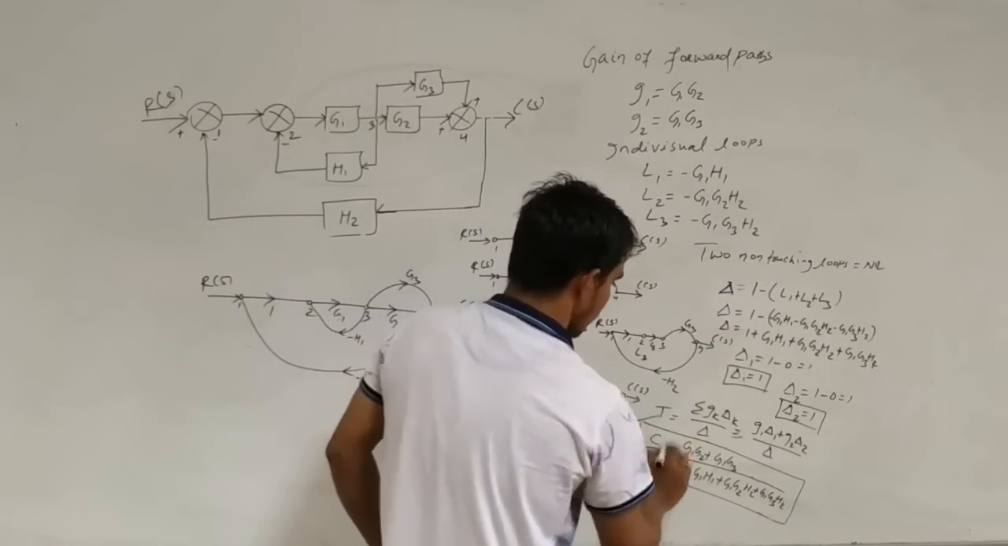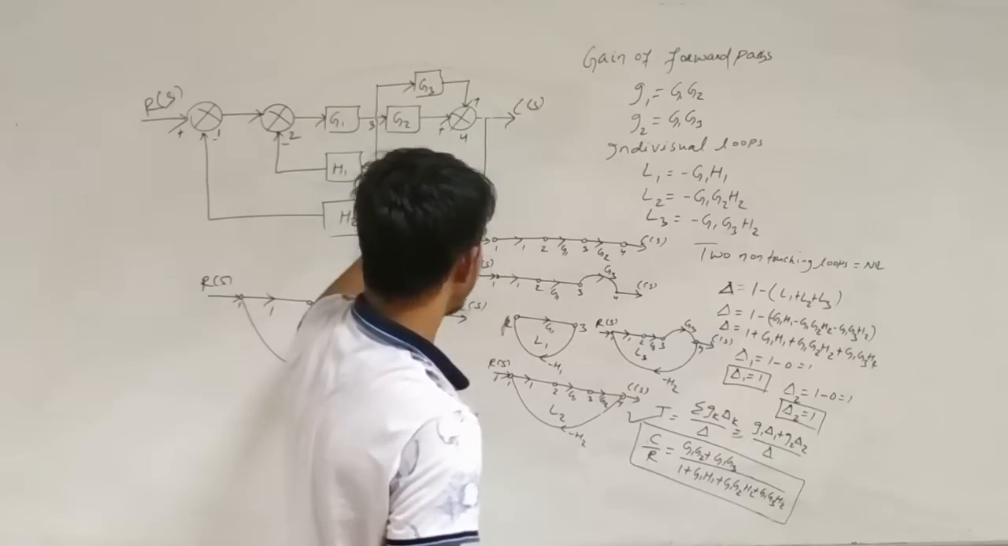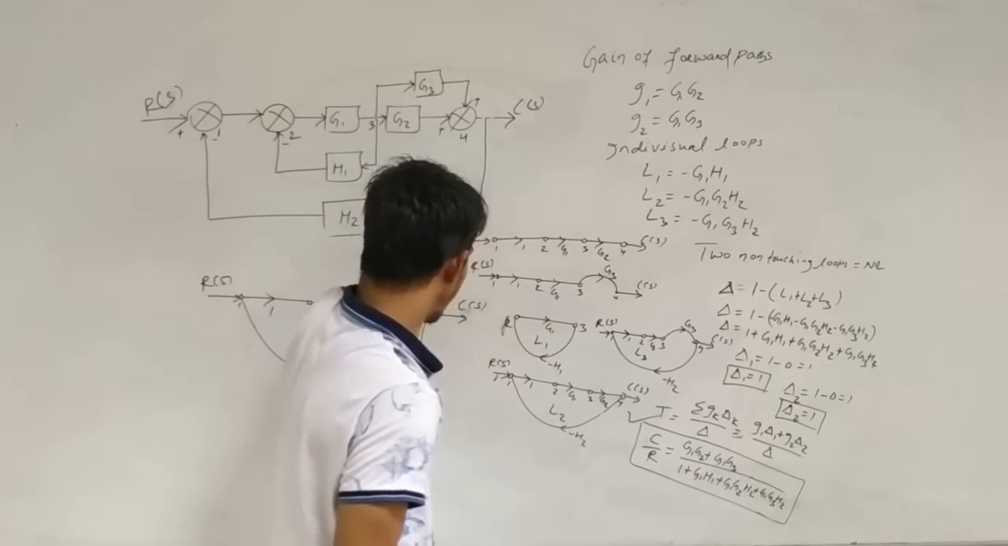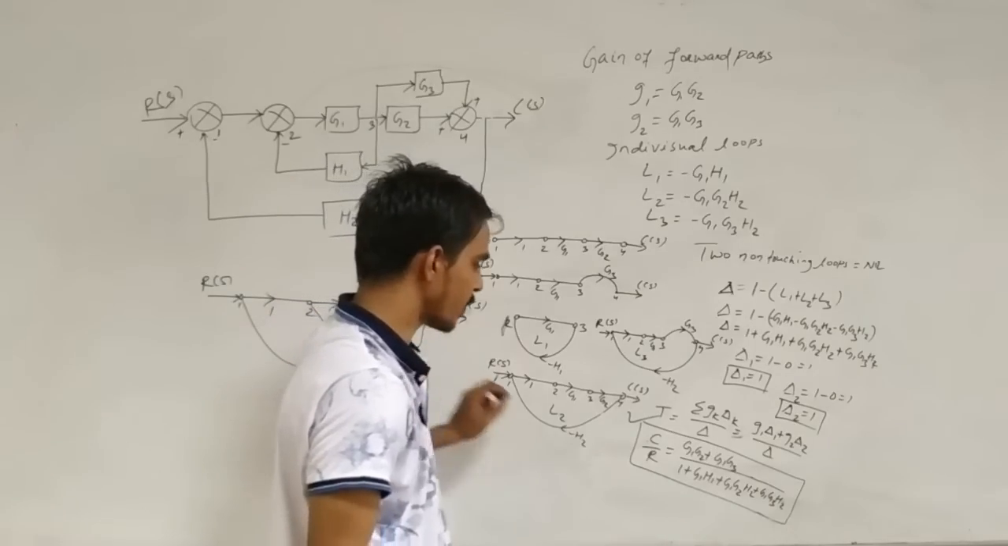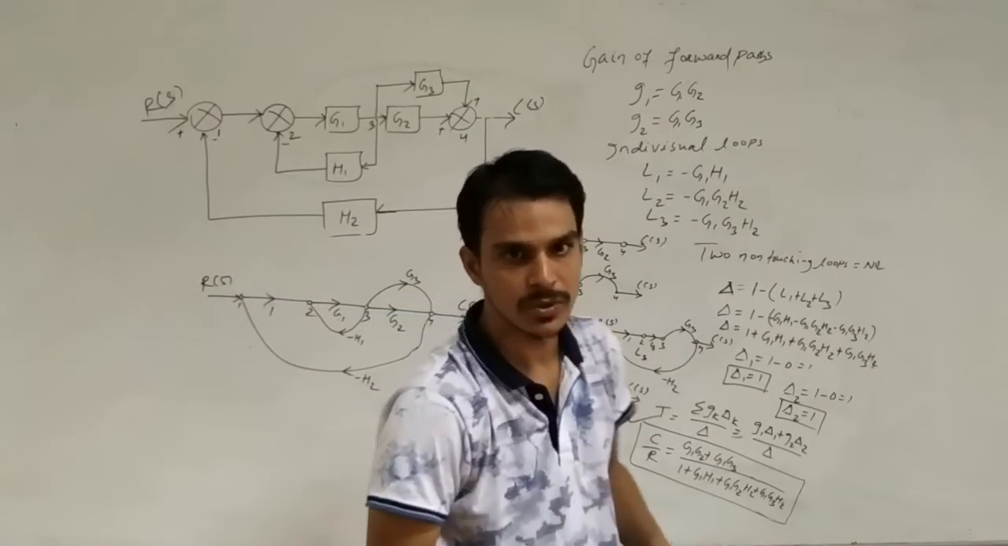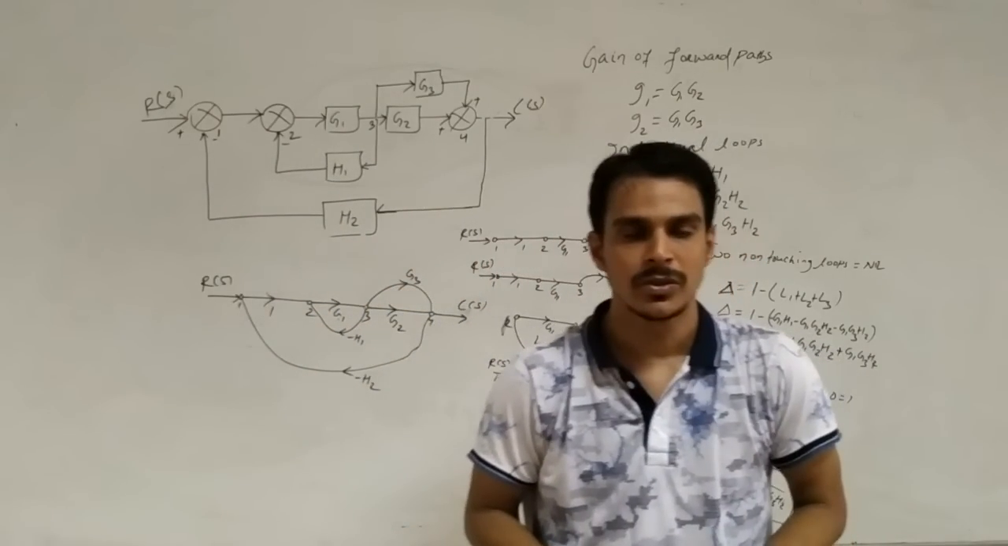So this is the transfer function of this block diagram. By this block diagram we have converted the signal flow graph. So this is the transfer function of this signal flow graph. Okay. Let us consider another block diagram, and see how we can convert that block diagram into a signal flow graph and find the transfer function. We'll check here. Okay. Consider a block diagram.